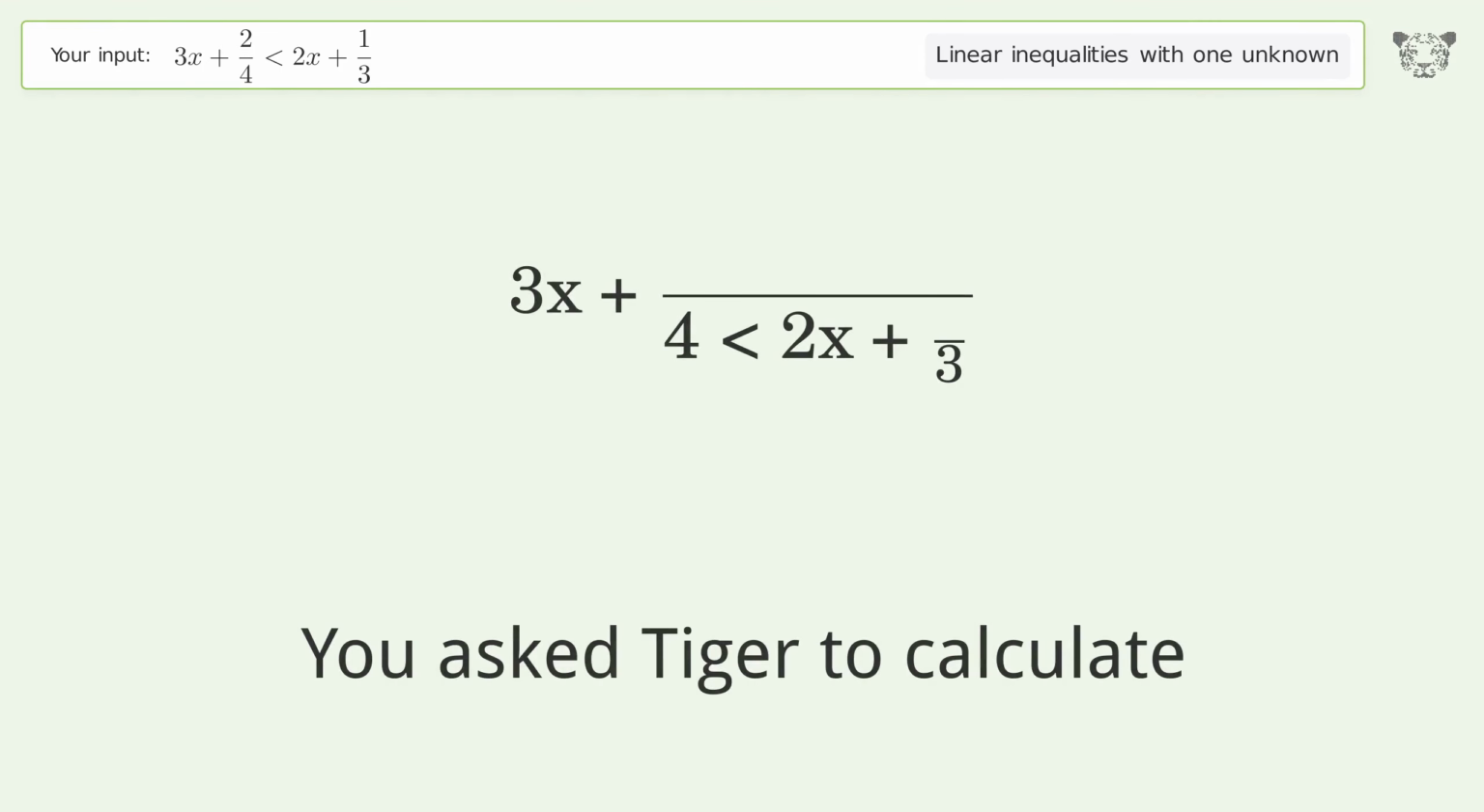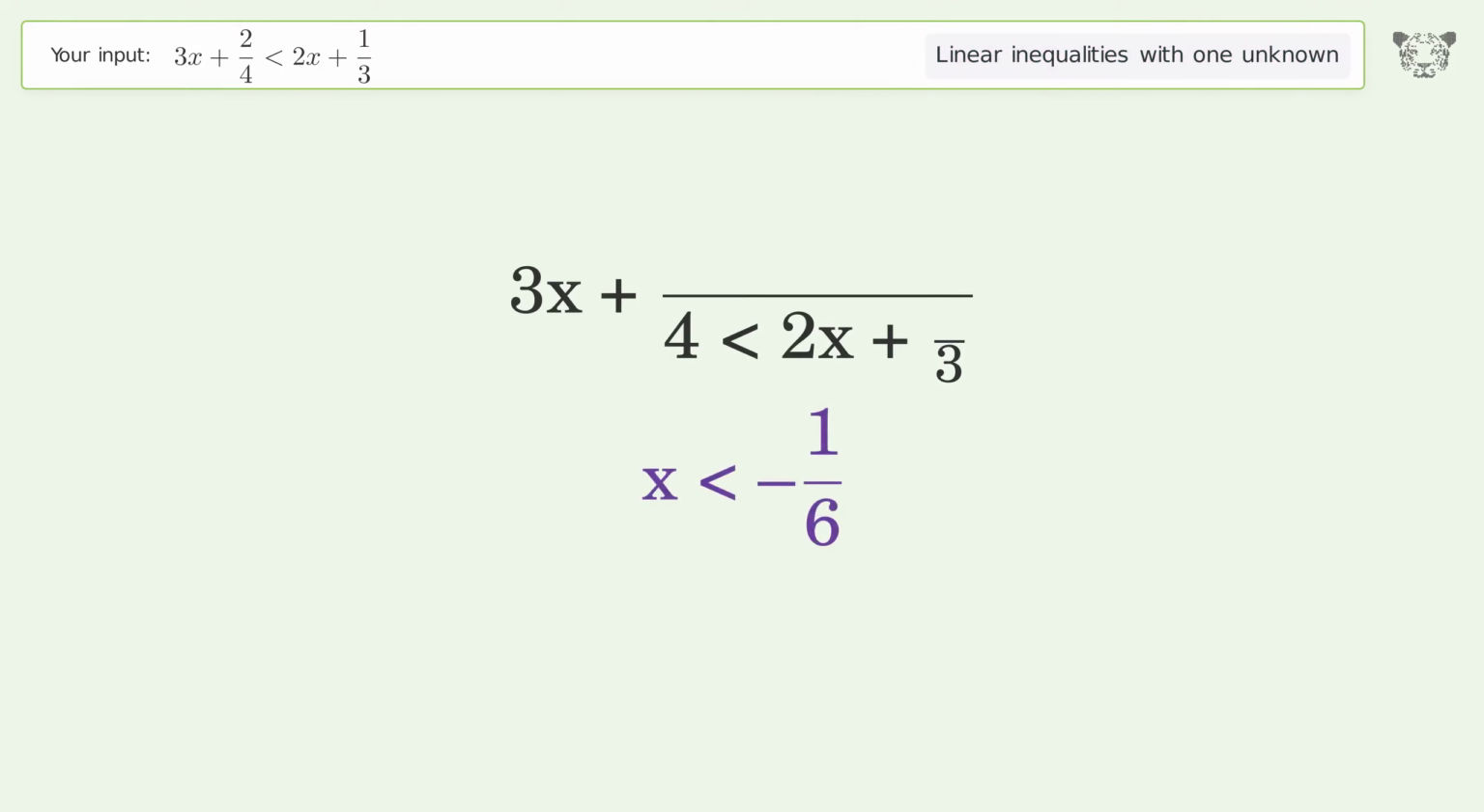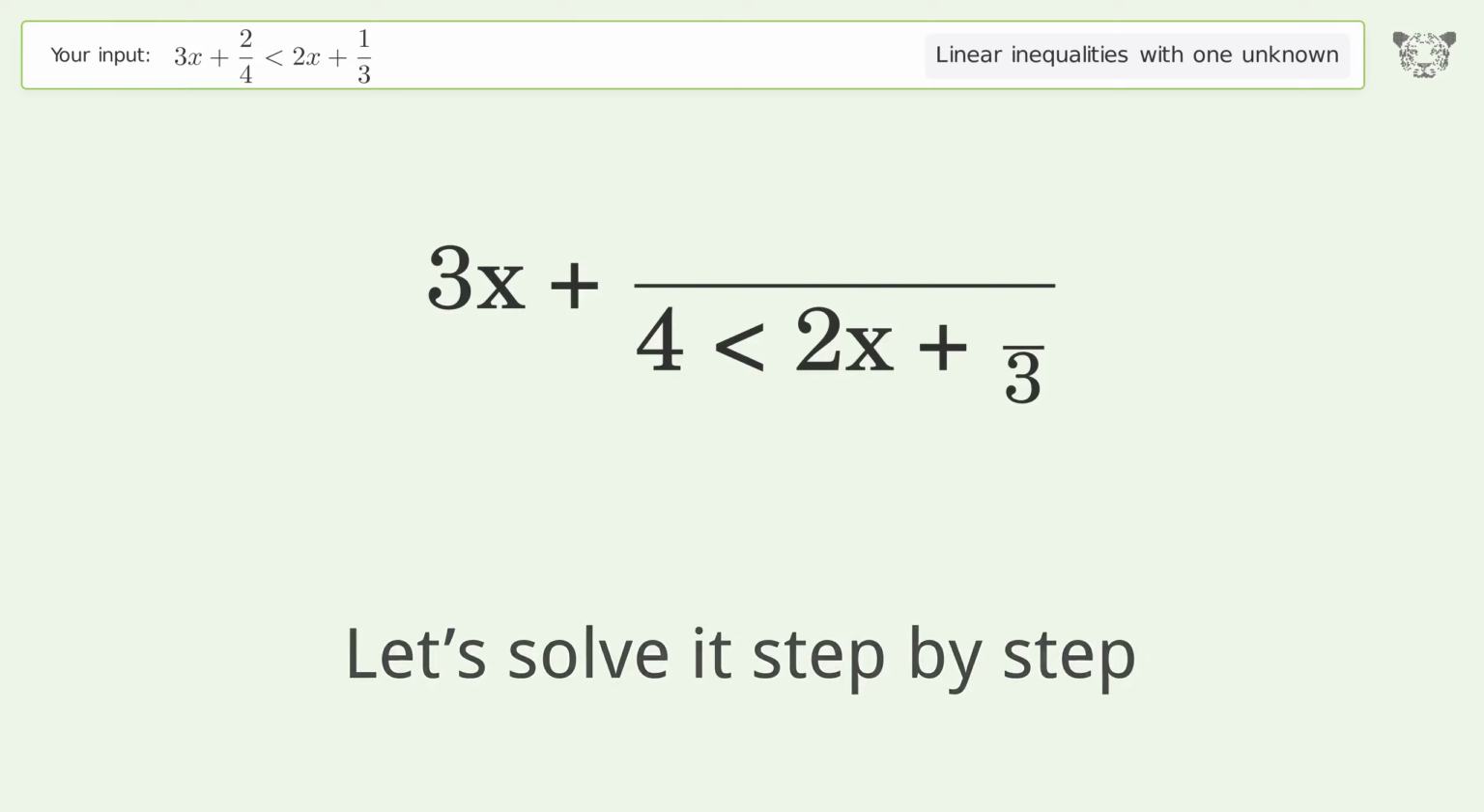You ask Tiger to calculate. This deals with linear inequalities with one unknown. The final result is x smaller than -1/6. Let's solve it step by step.